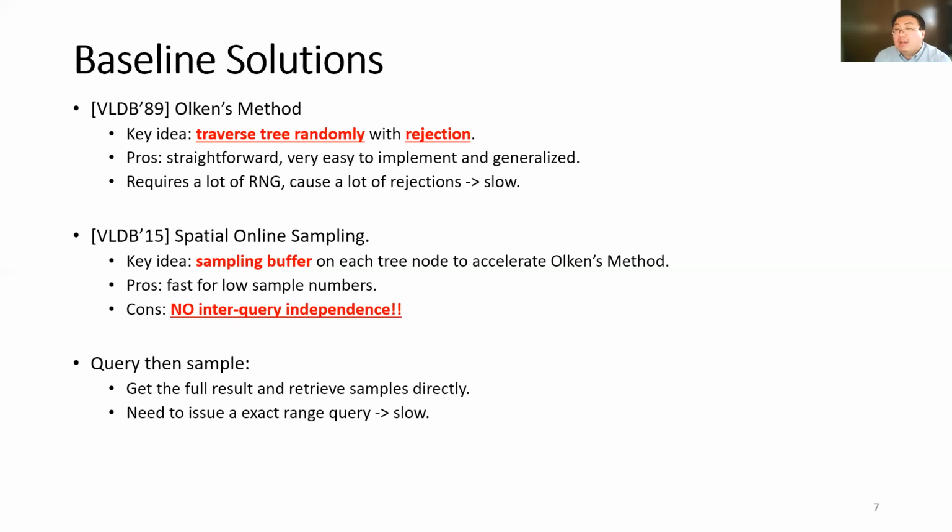However, this requires a lot of random number generation for each sample because there is a very high chance of rejection. Based on our analysis in the paper, the cost of RNG, or random number generation, is actually one of the major bottlenecks in these sampling algorithms. As a result, Olken's method is slow and not practical in a lot of real-world applications.